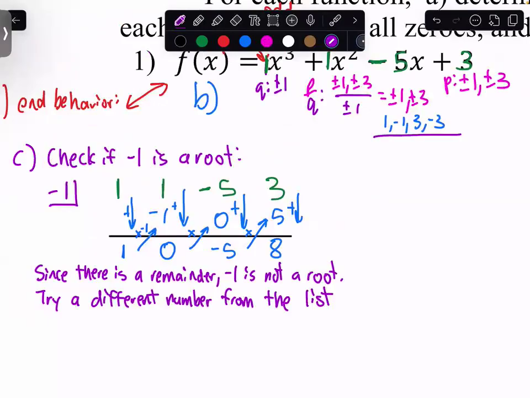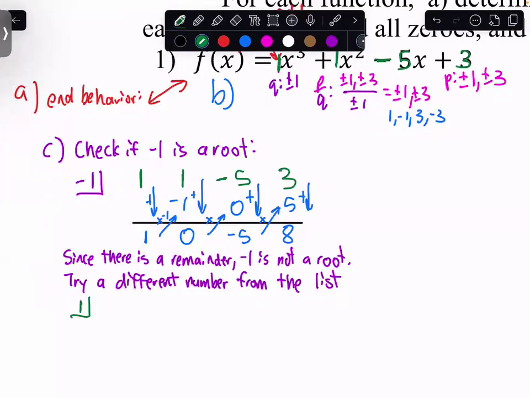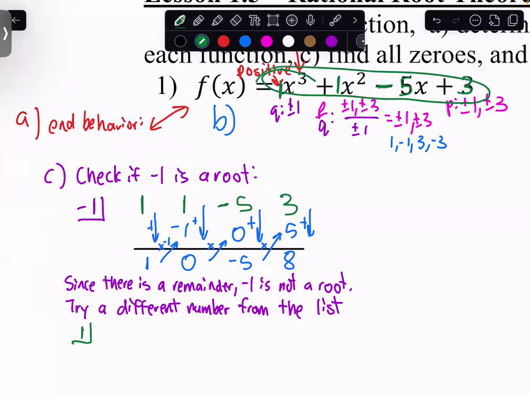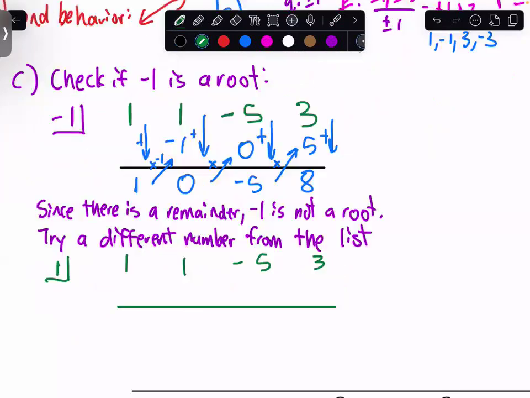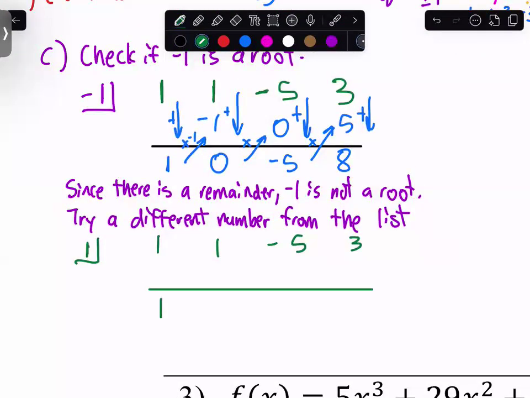Okay, so again, our list that we created in the previous step: 1, -1, 3, and -3. This time, let's try +1. It's going to be the same coefficients, right? It's still +1, +1, -5, 3. So 1 plus nothing is 1, times 1 is 1, plus 1 is 2, times 1 is 2, plus -5 is -3, times 1 is -3, plus 3 is 0. This time we did get remainder 0, which means the number 1 is a root.